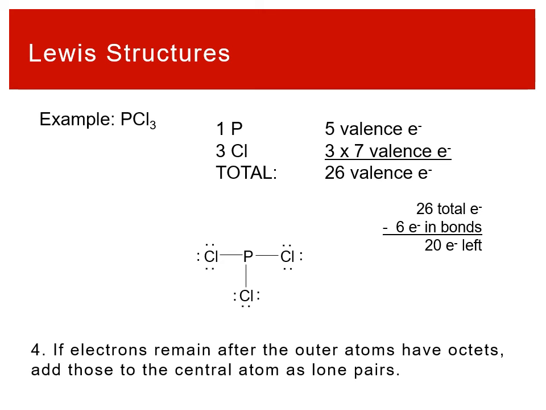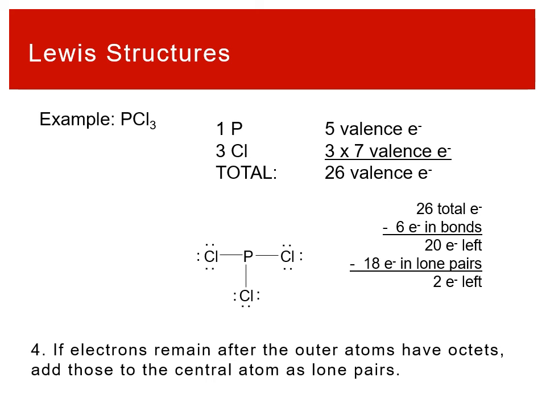Now, if electrons remain after the outer atoms have octets, add those to the central atom as lone pairs. Well, I've got to see how much I have left. I can count the dots in those outer atoms' lone pairs, and that's going to give me 18. That comes from adding 6 to each outer atom, and there were 3 of them, so 18 total electrons in those outer atom lone pairs. If I do 20 minus 18, there are 2 electrons left.